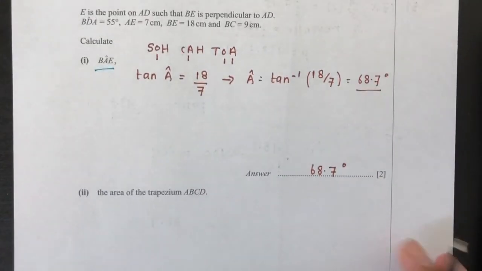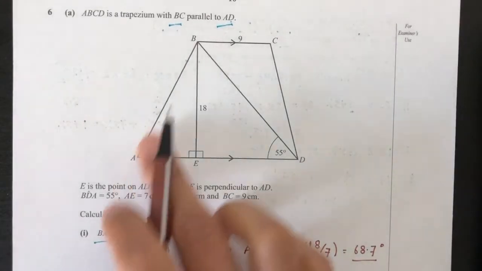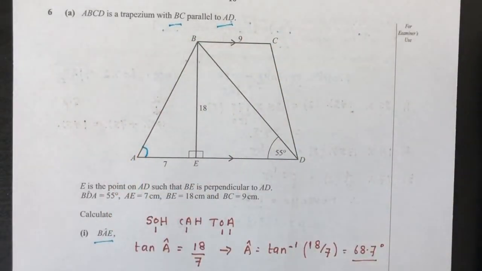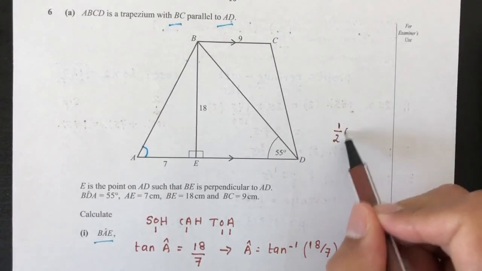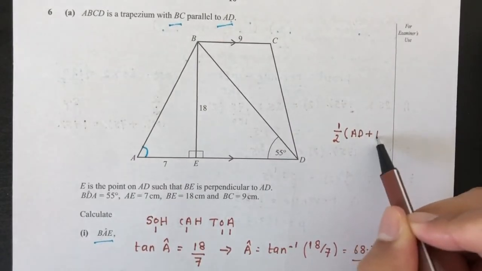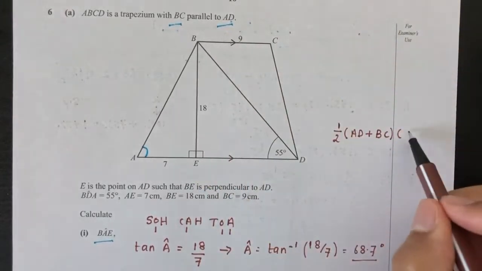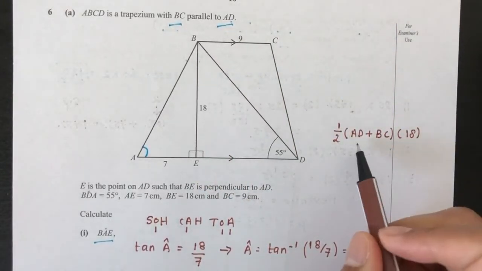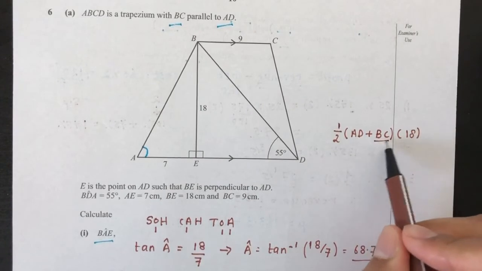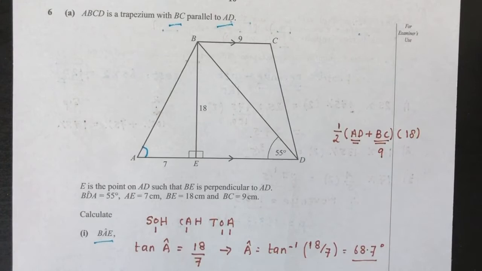Now next one is to find the area of trapezium ABCD. So how do you find the area of trapezium? You have to use your formula as always. You know that half sum of parallel sides. So that will be AD plus BC, times the perpendicular height, that will be 18. So AD we don't know, but we know BC is given to you as 9. So we have to find AD first. So how would you find the length of AD? So let's have a look.